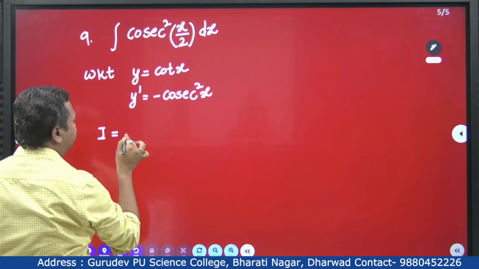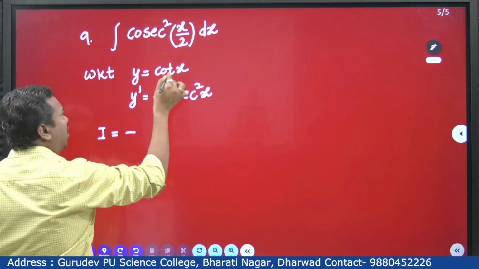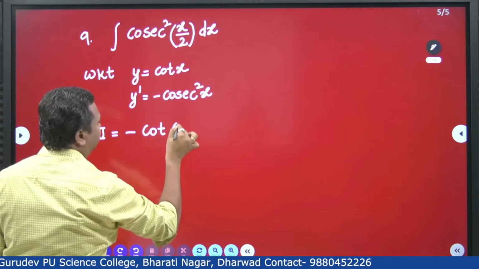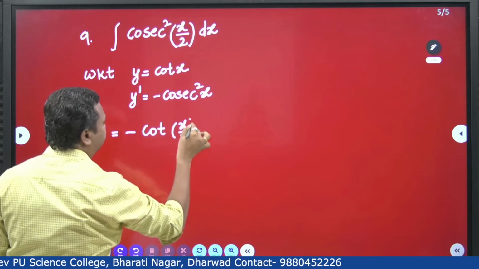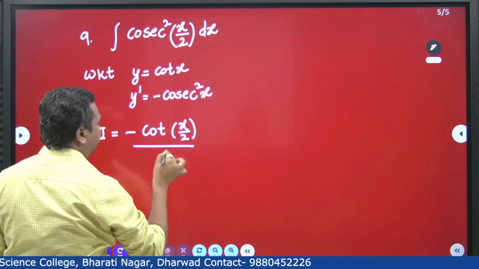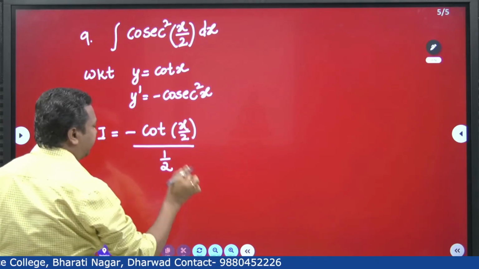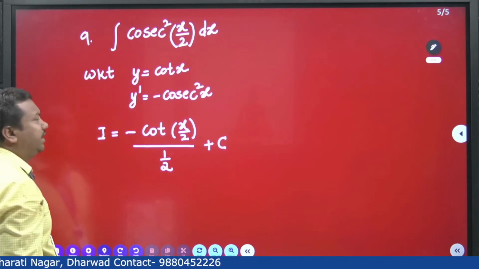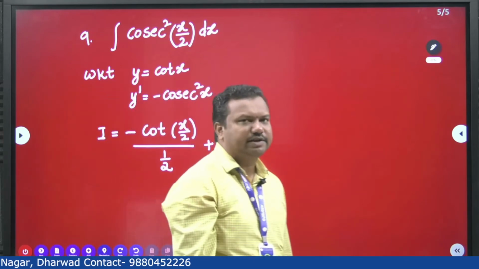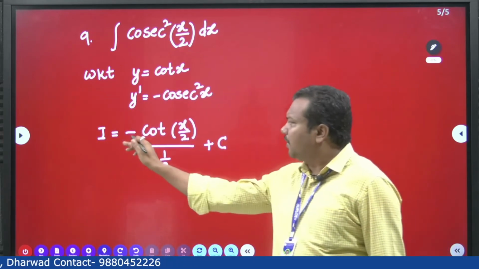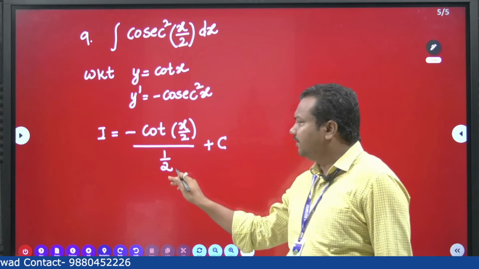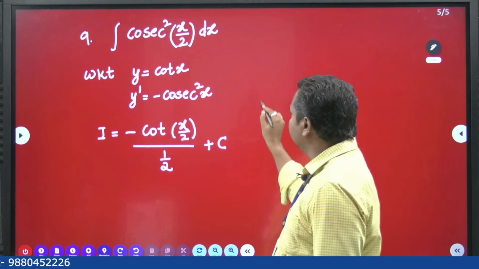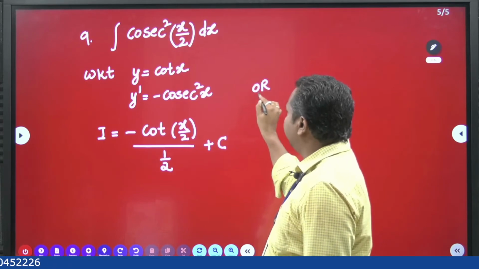Therefore, what will be my answer? Minus of cot x. In place of x, we have x by 2. Cot of x by 2 whole divided by the coefficient of x by 2, which is 1 by 2. Therefore, the integral of cosecant square x by 2 dx, the answer is minus cot x by 2 divided by 1 by 2. You can take this 1 by 2 to the numerator also.